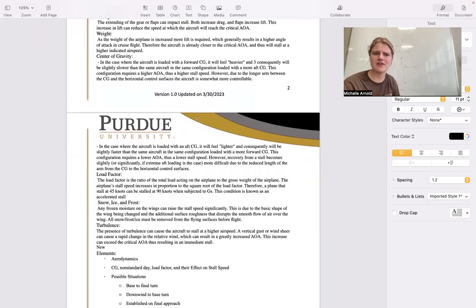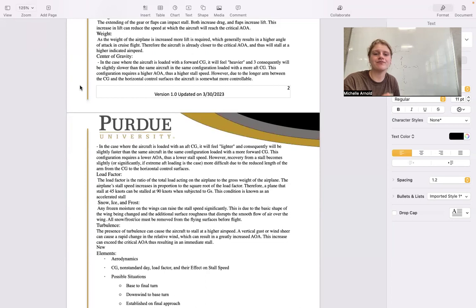All right, and then we have the center of gravity. In the case where the aircraft is loaded with the forward CG, it will feel heavier and will consequently be slightly slower than the same aircraft in the same configuration loaded with a more aft CG. This configuration requires a higher angle of attack, thus a higher stall speed. However, due to the longer arm between the center of gravity and the horizontal control surfaces, the aircraft is somewhat more controllable.